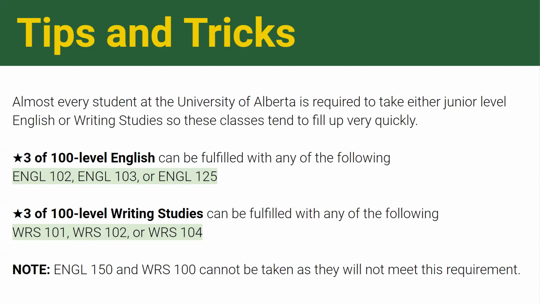And then Writer Studies 101, Writer Studies 102, or Writer Studies 104 can satisfy the 3 credits in a 100 level Writing Studies class. So any of these 6 classes can satisfy the 3 credits required for the common requirements of the 3 junior level English or Writer Studies. So you have 6 courses to choose from essentially. So maybe you aren't able to get into English 102 or 103, but maybe you can get into one of the other ones. I implore you to explore all these courses and try to get them out of the way in your first year. Again, though, if you cannot enroll in any of them, do not panic.